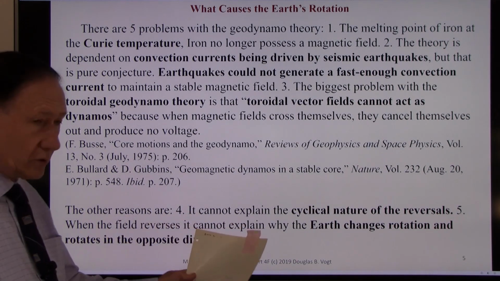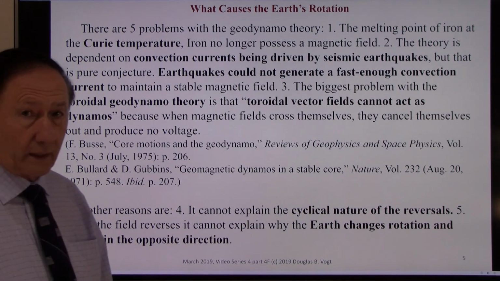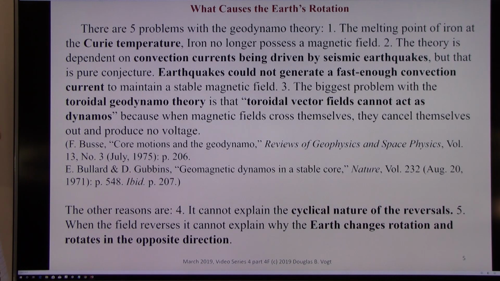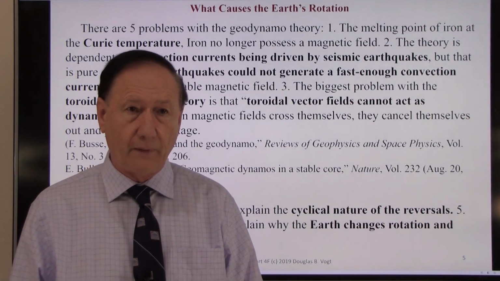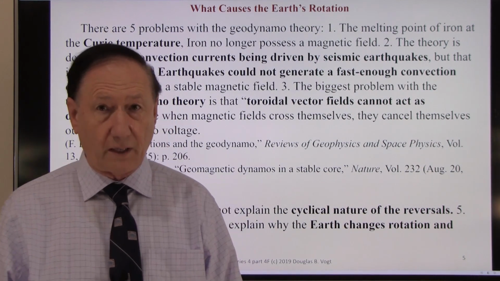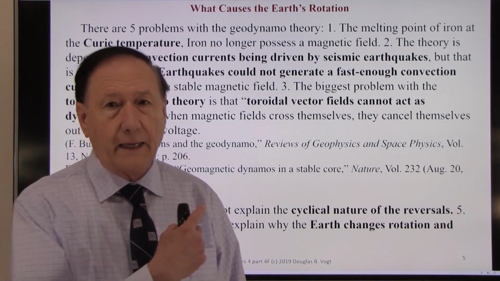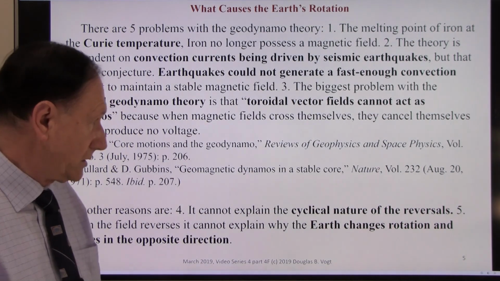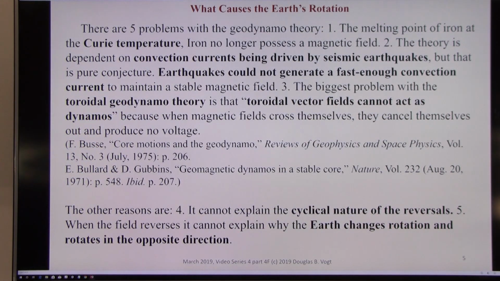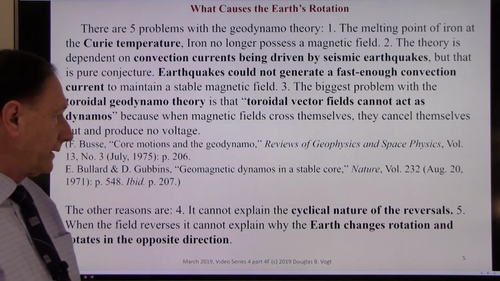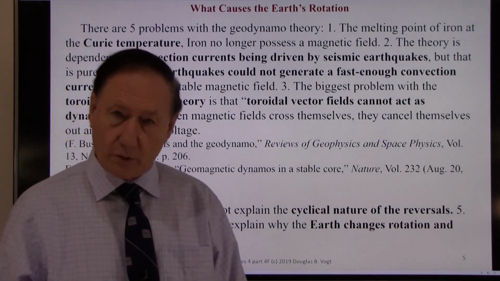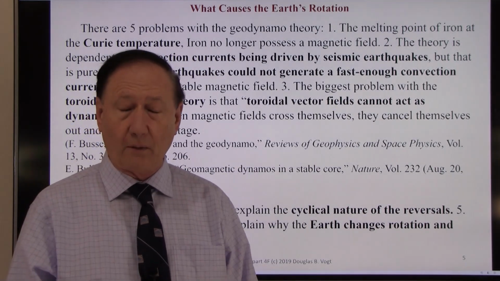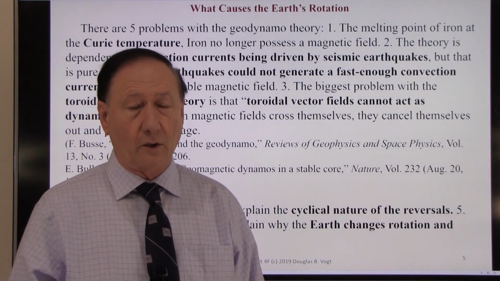Now I've added 2 more reasons here which they didn't want to tackle. 4, it cannot explain the cyclical nature of the reversals, which I think I've effectively proved with the geomagnetic reversals and the ice ages with the carbon-14 dating. There's no question this thing happens cyclically through time. They can't explain it at all with this theory. 5, when the field reverses, it cannot explain why the Earth changes rotation and rotates in the opposite direction, which I'm attempting to prove to you now, and I'm going to prove it to you scientifically. It goes down to the atom.